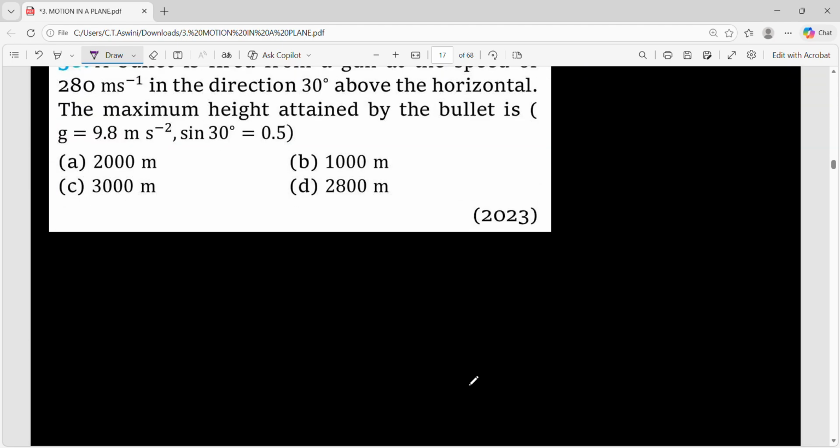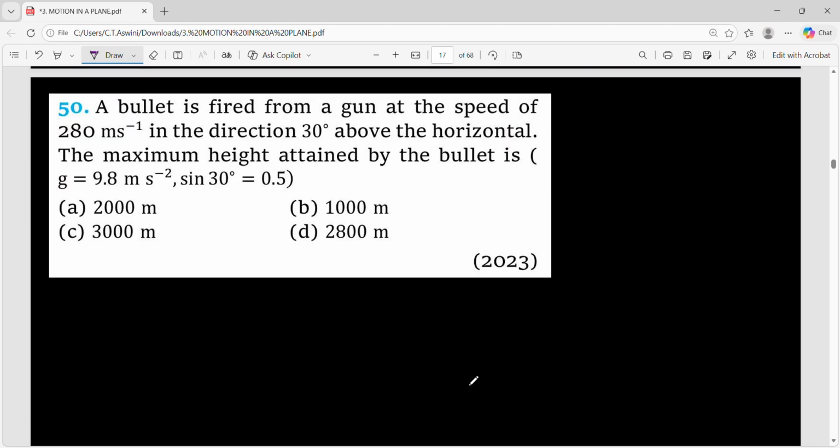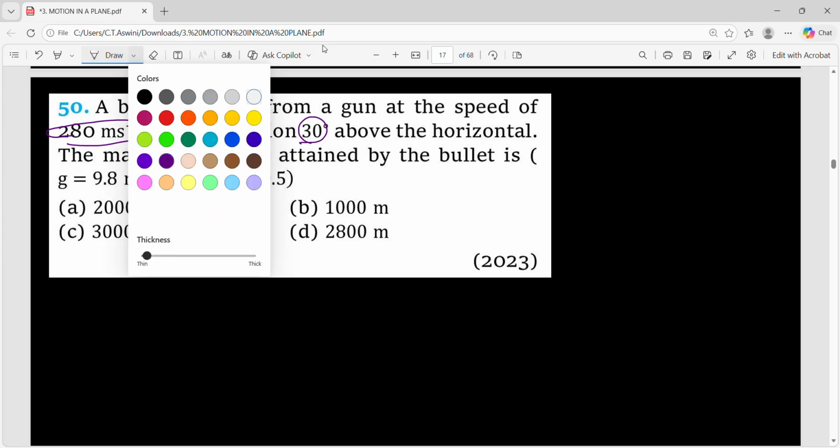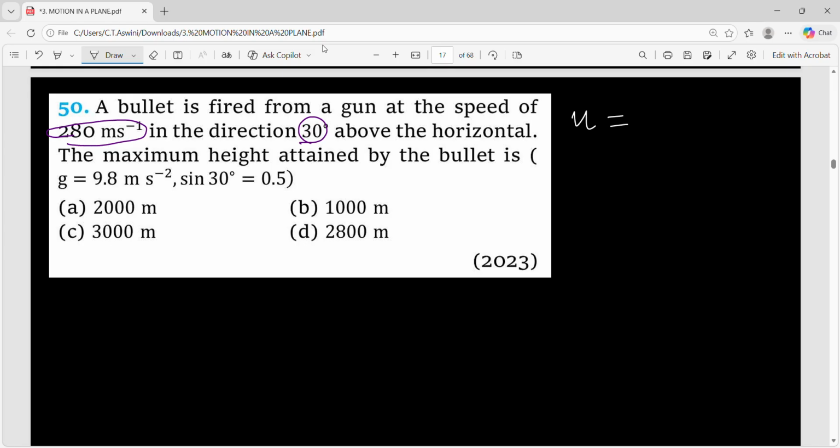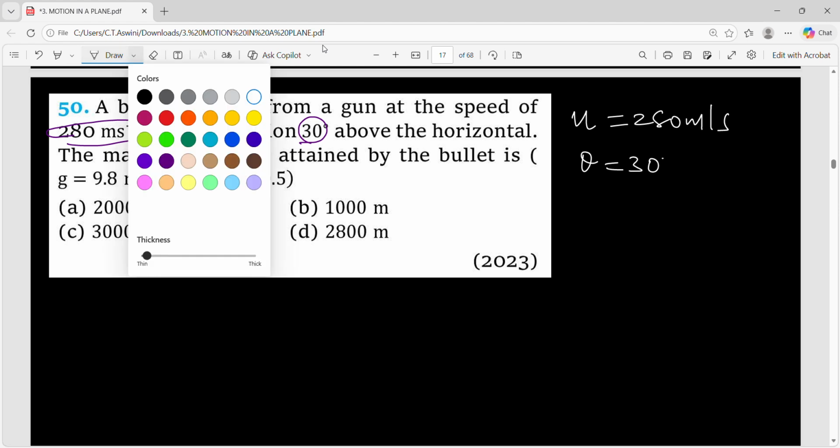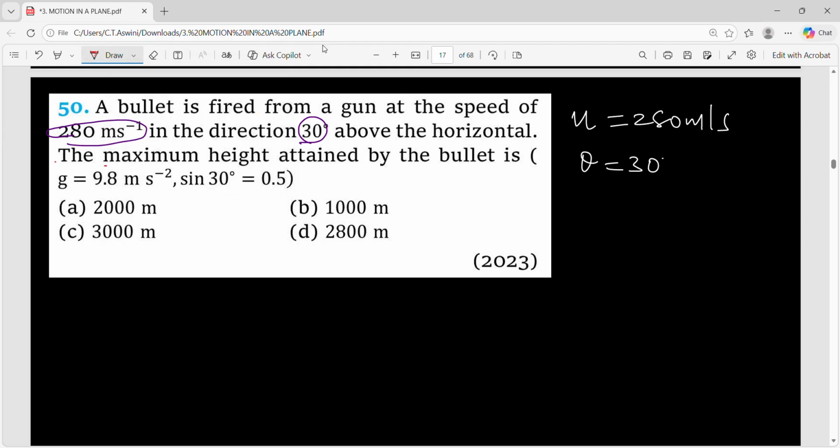See this question. A bullet is fired from a gun at a speed of 280 meter per second in the direction 30 degrees above the horizontal. Fine. So initial velocity is given 280 meter per second and angle of projection is given 30 degrees. The maximum height attained by the bullet. So what is our question? You have to find the maximum height.